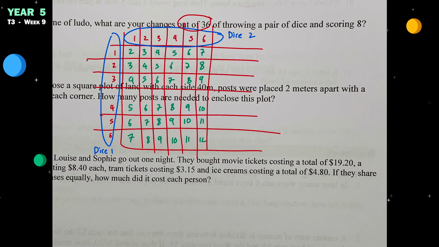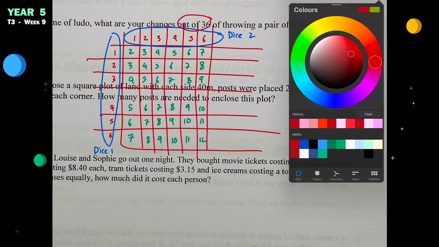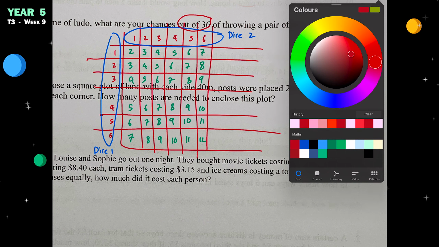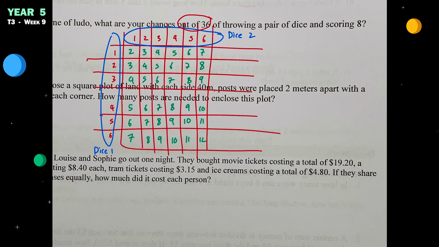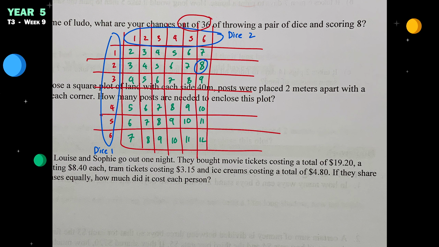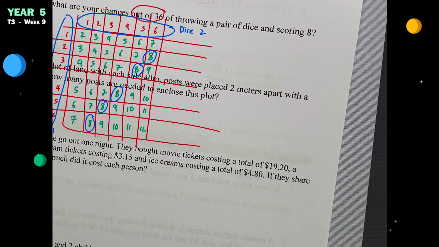Now the question is, what's the chance of getting an 8? So look at all the 8s. Okay, so I'm just going to do that in maybe pink or whatever. So you got the 8 here. Actually, that's terrible. No, I'm just going to forget it. So you got an 8 there. 1, 2, 3, 4, 5. 5 8s can possibly happen when you throw the dice. So therefore, the answer is 5 out of 36.